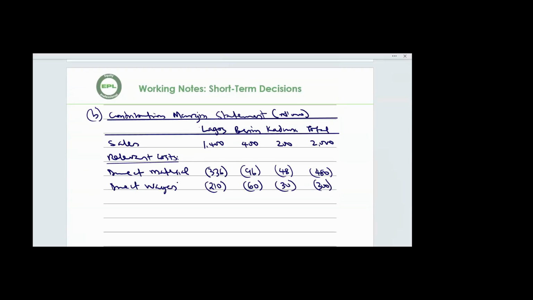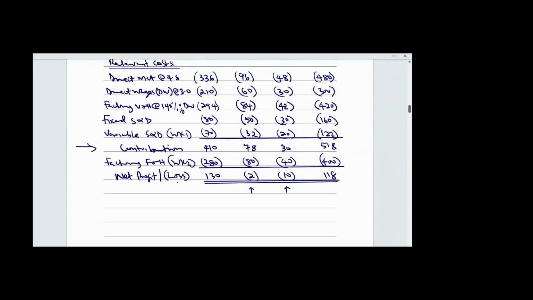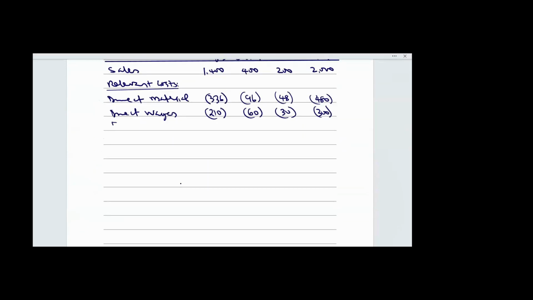Then, what's the next one after direct wages? Factory variable overhead, at 140% of direct wages. For Lagos, we got 294, then 84, 42, and the total is 420. Then we also have fixed selling and distribution expenses.